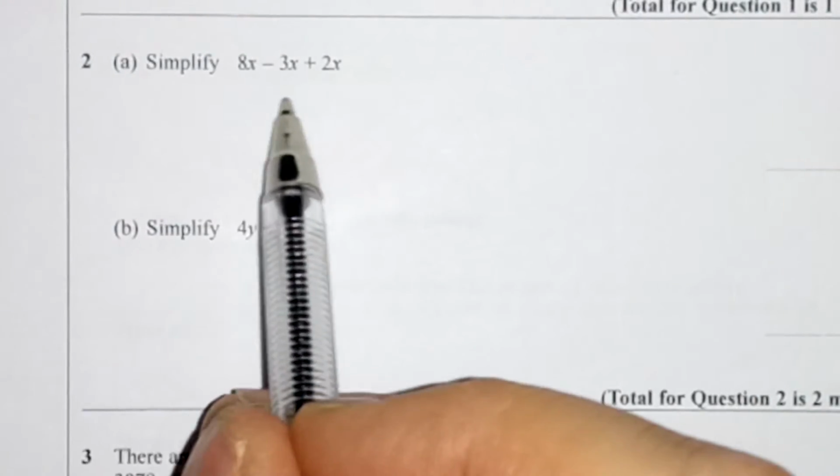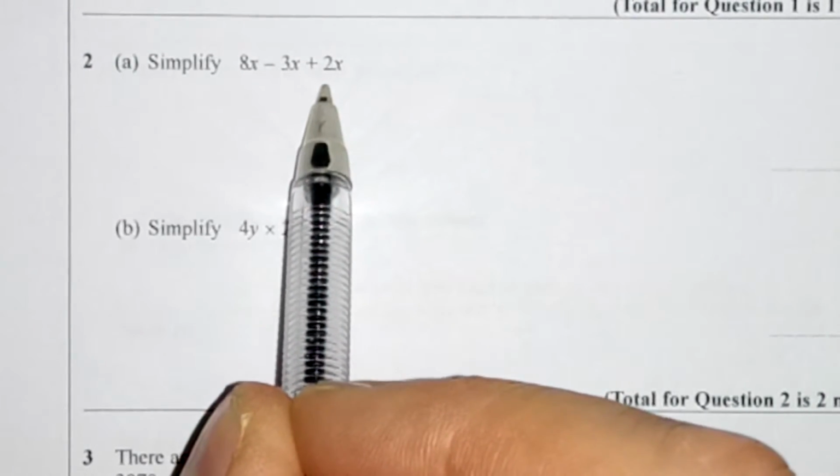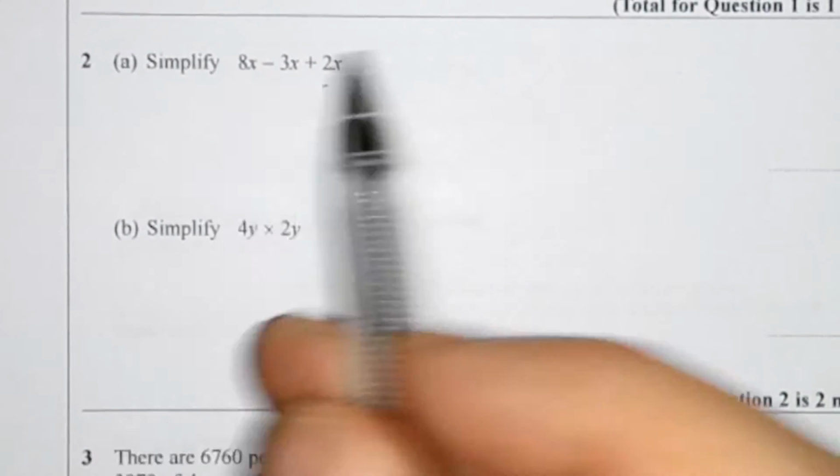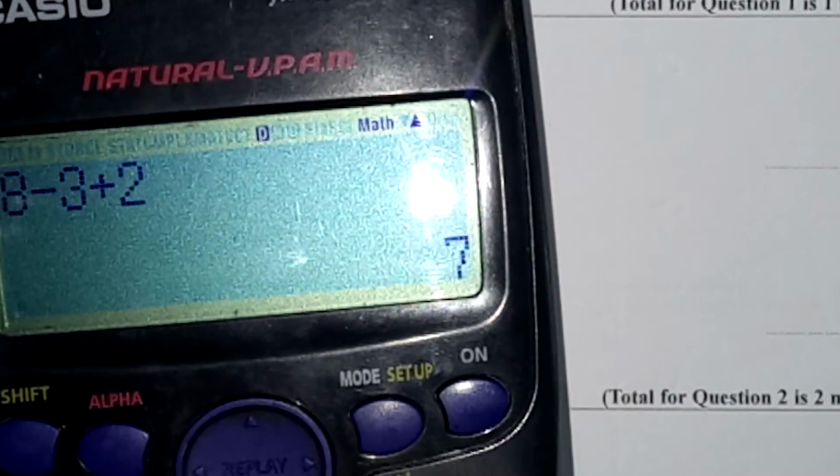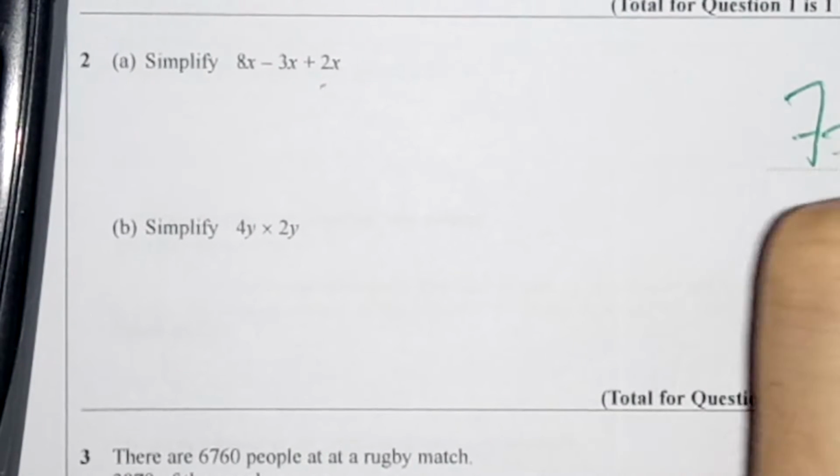Simplify 8x minus 3x plus 2x. So it's just 8 minus 3 plus 2. I'll use my calculator paper. 7. So the answer is going to be 7x.